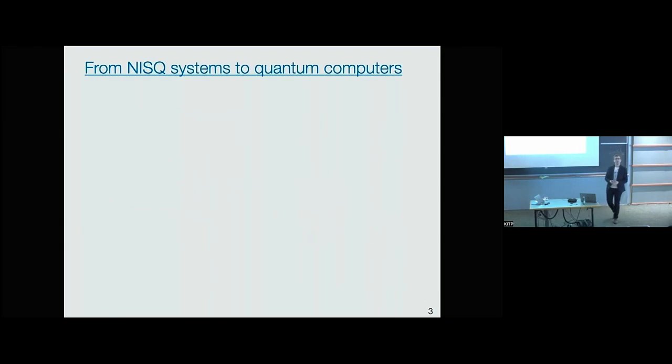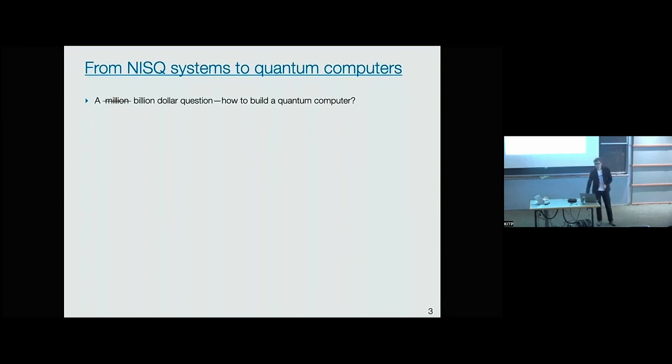The main topic of the conference is NISQ systems. However, NISQ devices is not all that we want. We actually want something more. We want to have scalable and reliable quantum computers. So a million, or maybe these days $1 billion question is, how do we construct quantum computers?